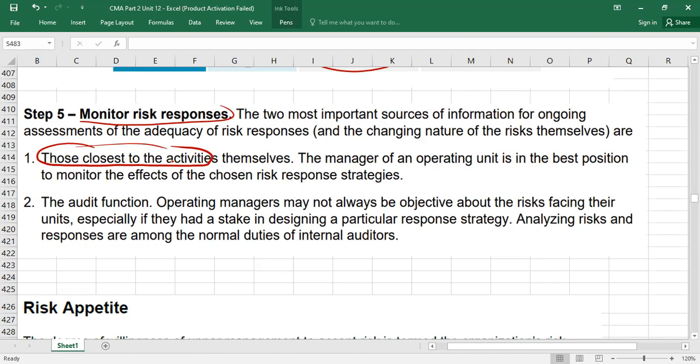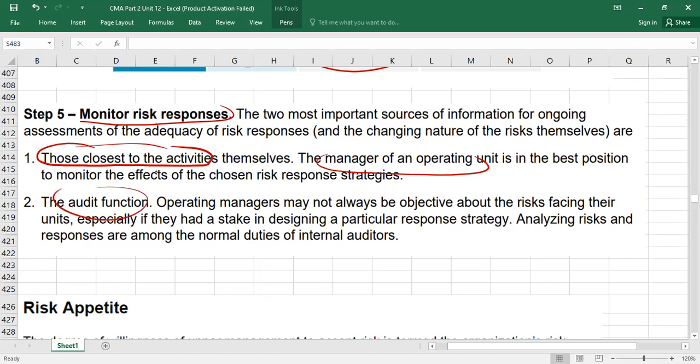Usually these are managers of an operating unit. For example, if a risk is relevant to operations, you may ask the operational manager. If a risk is relevant to compliance, you may ask the compliance manager, right? You may take the information from them because they are in the best position to monitor the effect of the chosen risk response strategies.